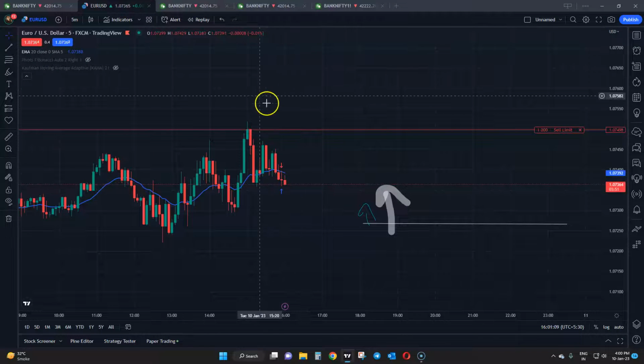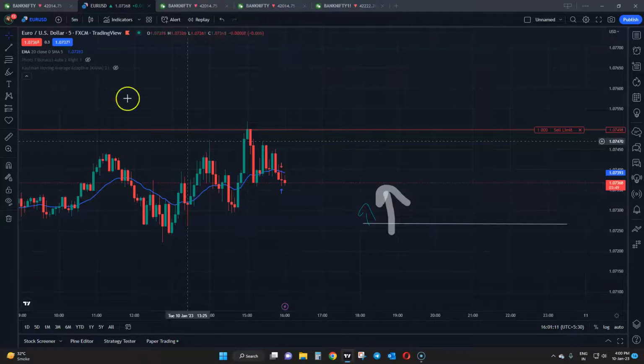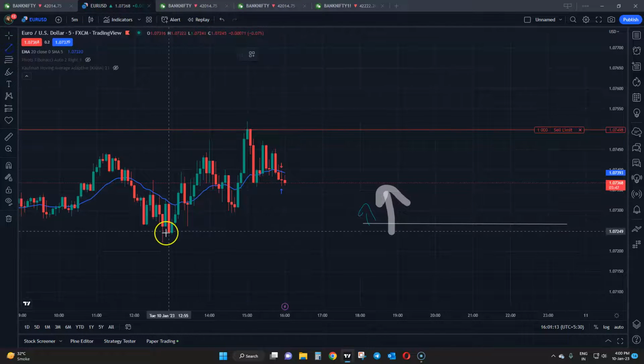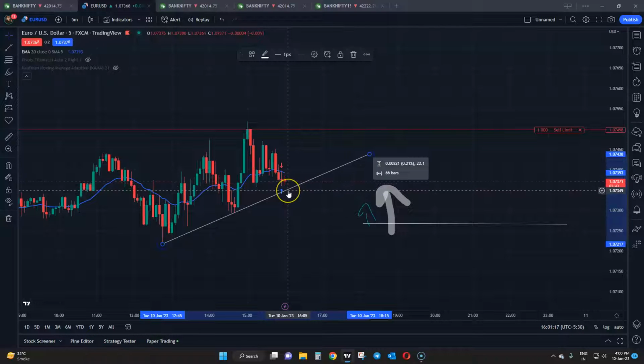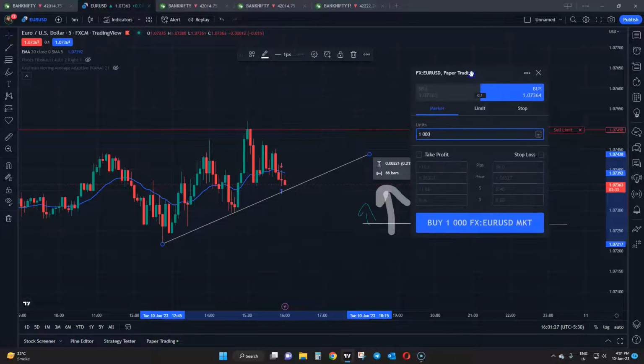Say there are two ways to go about it. One is to buy here in case you think this is reasonable. Say it reaches here, you want to buy here. That is a limit buy order, because the price is here and you're buying below it. So you can go ahead and place a limit buy order at a price lower than the current price. If the price is 1.07364, I want to buy it at 1.07351.